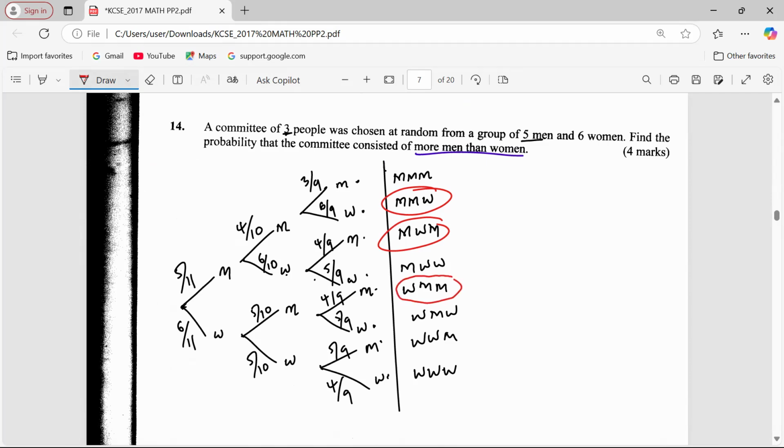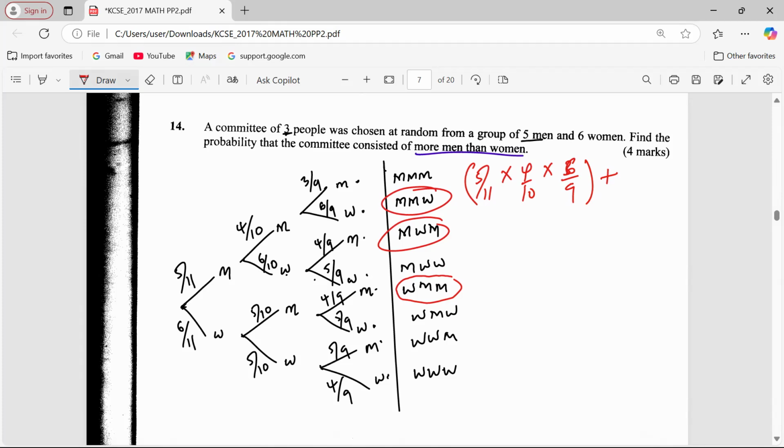This is also another case, more men than women. So the first case is probability, man, man, woman. So man, man means 5 over 11. Man again, 4 over 10. Then 3, 6 over 9.